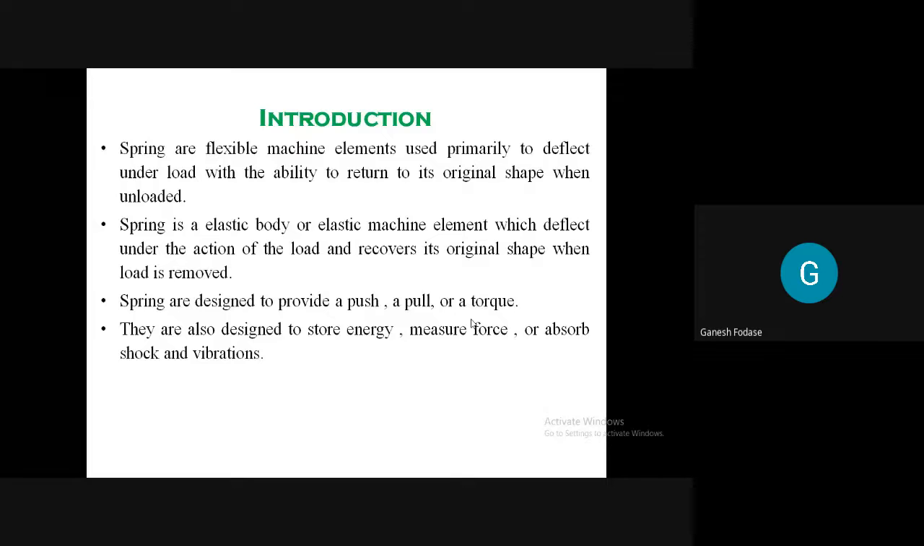So I told you, if you see in the slides now, springs are designed to provide push, pull, or a torque. I told you they are designed to store energy. Examples: toys, clocks. In toys we use that key to store the energy. When that key is released, the toy starts playing. Have you seen those toys? I hope you played with toys. So in that case, we are using a spring to store the energy.